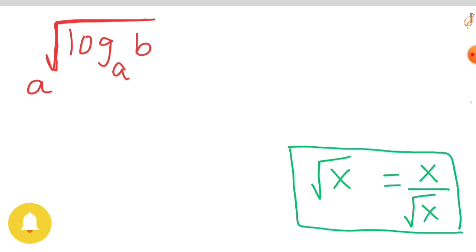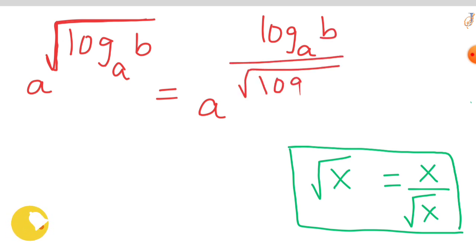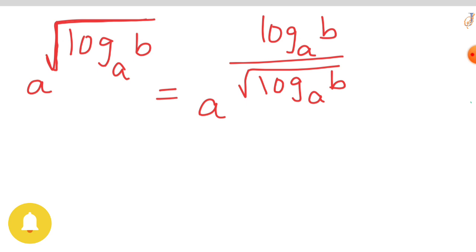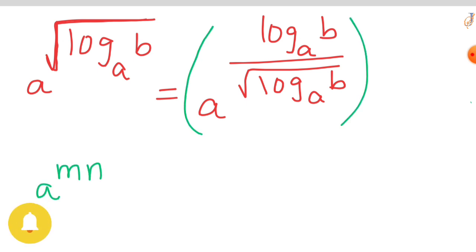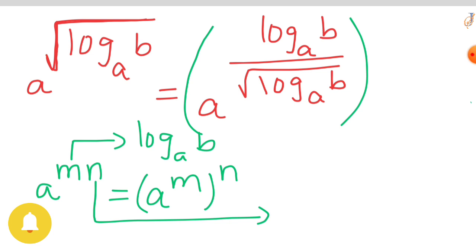In the power we have square root of log base a of b. So this square root term we can write as log base a of b upon square root of log base a of b. Now it is in the form of a power m n. We can write this as a power m whole power n. Here m is log base a of b, and n is 1 upon square root of log base a of b.